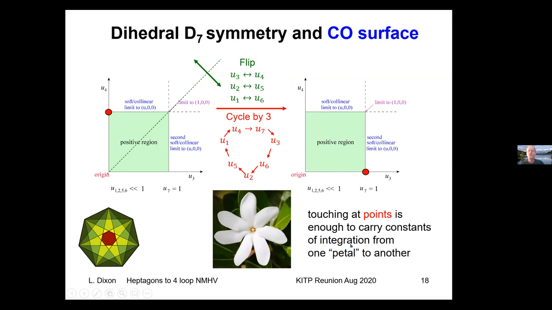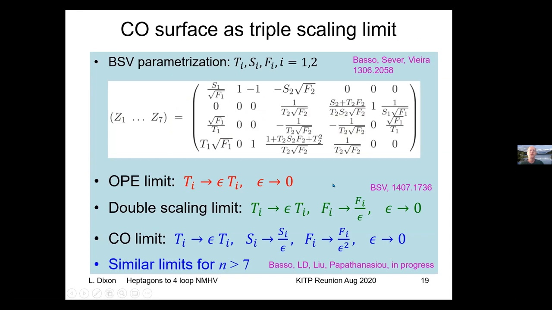That touching at points is very important, though, because you can carry constants of integration deduced on one surface to another surface and move things around throughout the surface. Now, where did this surface come from? Well, in brief, it came from a triple scaling limit.